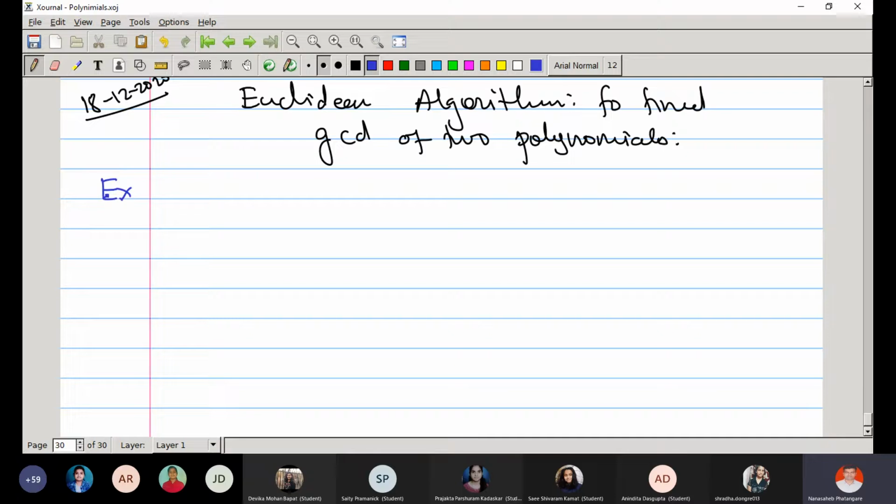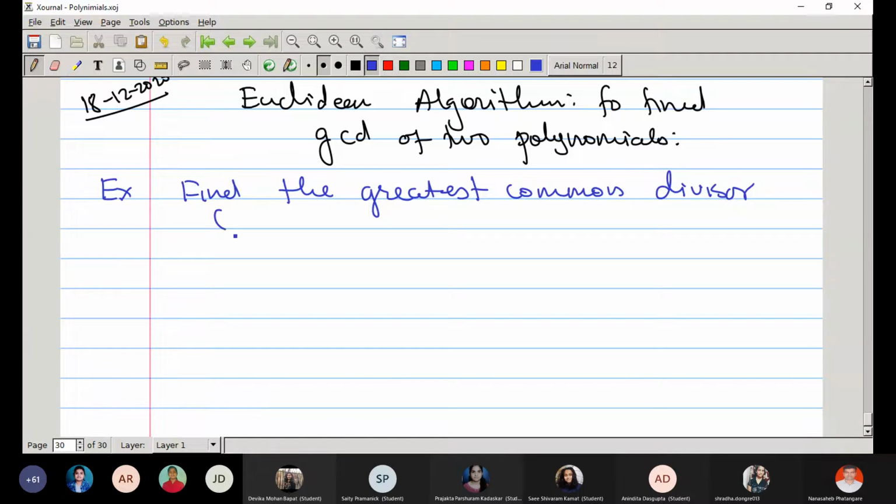Find GCD, greatest common divisor. Find the greatest common divisor of f(x) is equal to x raised to 6 plus x cube plus x plus 1 and g(x) is x square plus 1.